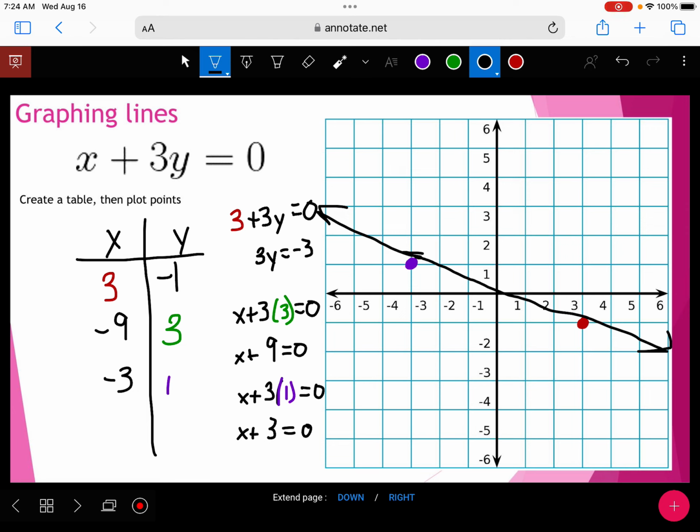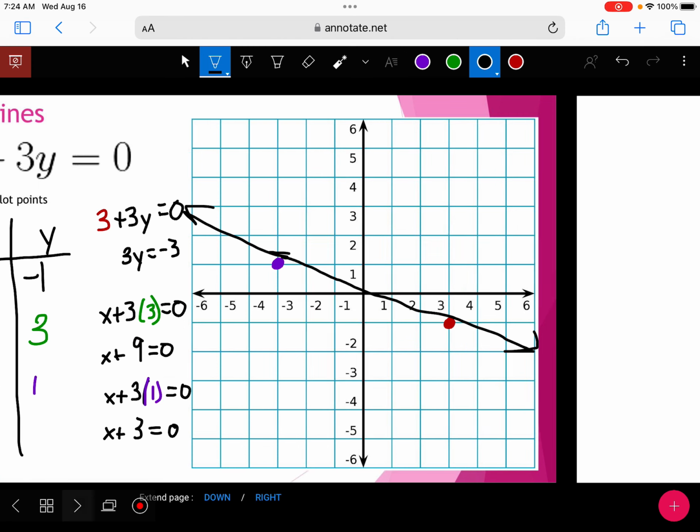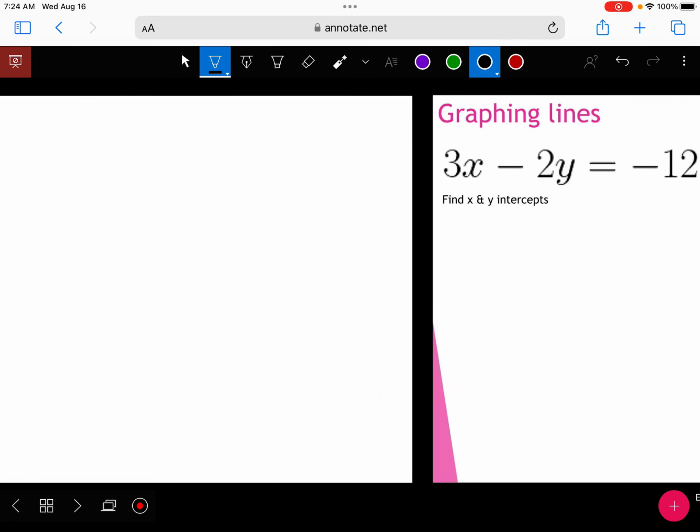So you can absolutely make tables. Totally fine. Just slow. Okay? It works. It does the job. But it's really, really slow and you're guessing. So we're going to do a couple more ways that are a little bit less guessish.